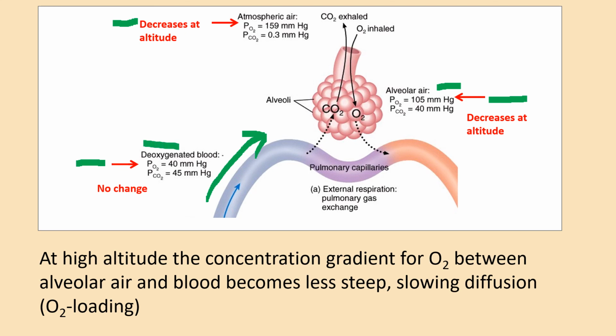deoxygenated blood. So now at 10,000 feet, that diffusion gradient is determined by just 10 points, right? 50 versus 40. Whereas at sea level, it was determined by roughly 65 points, right? 105 versus 40 millimeters of mercury. So the steepness of the concentration gradient is much less when we're at altitude. This severely hampers or impairs the process of oxygen loading, and that leads to altitude sickness.